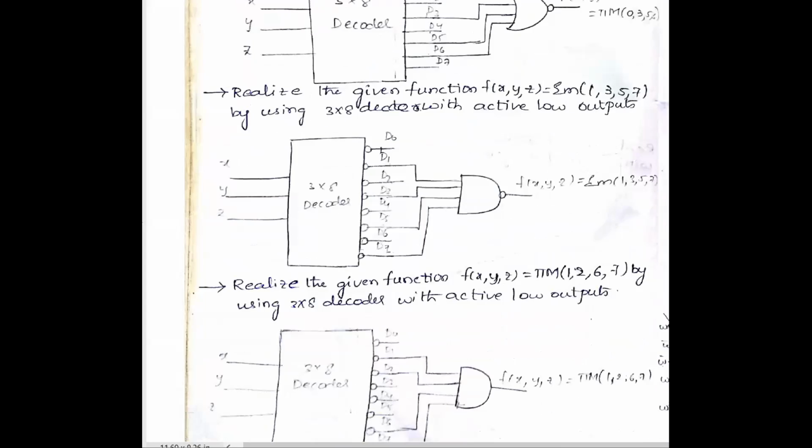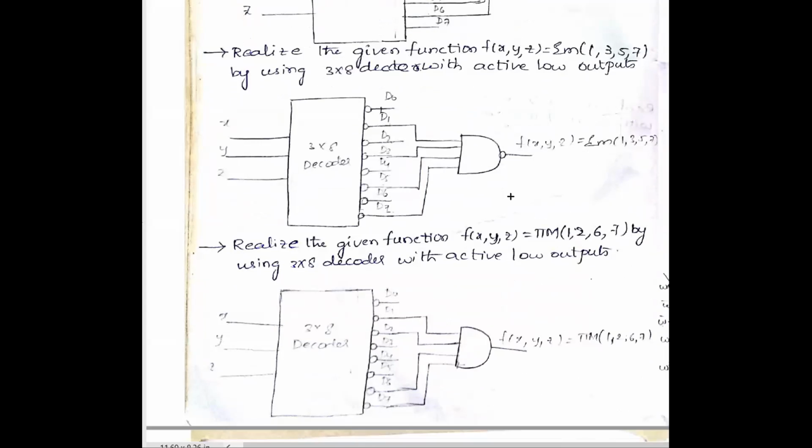Next we will see the remaining two. Realize the given function using a 3 to 8 decoder with active low outputs. Therefore, we have chosen a 3-to-8 decoder such that the outputs are active low. That is, with active low outputs, a bubble is connected to all of these outputs, D0 to D7. All the outputs are active low.